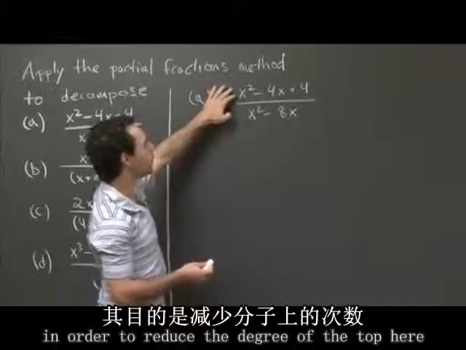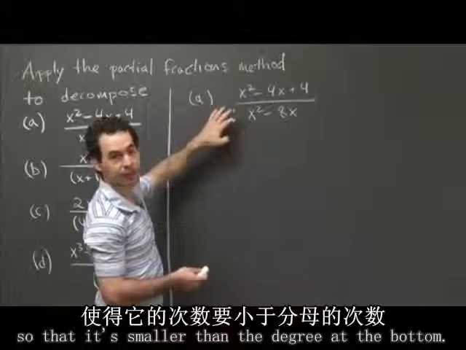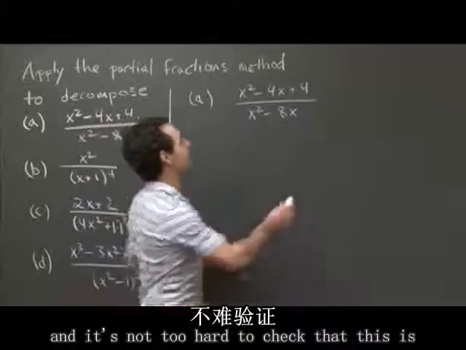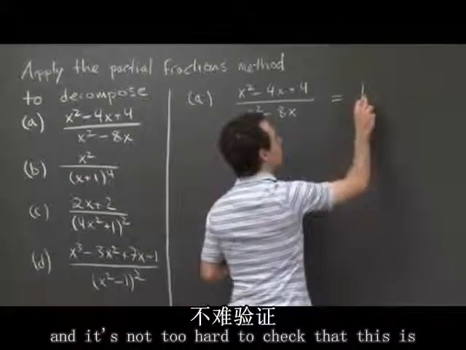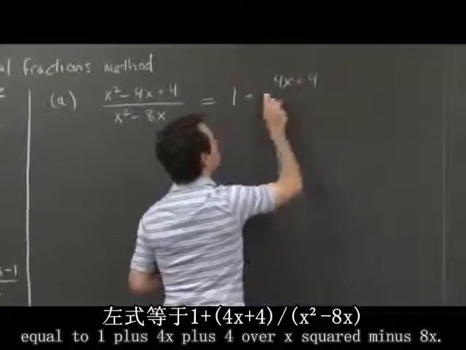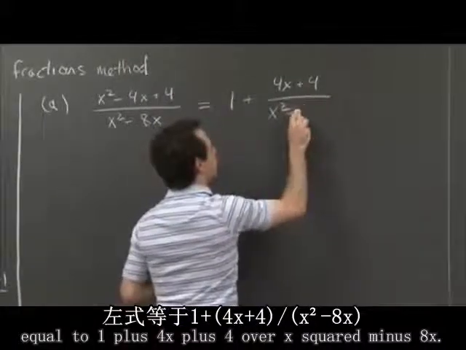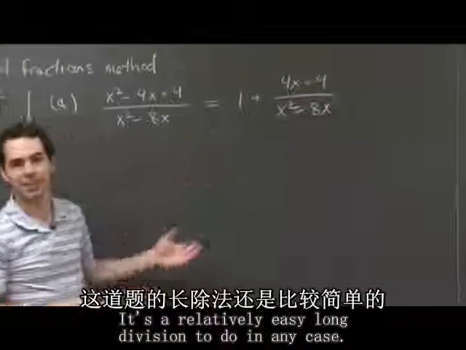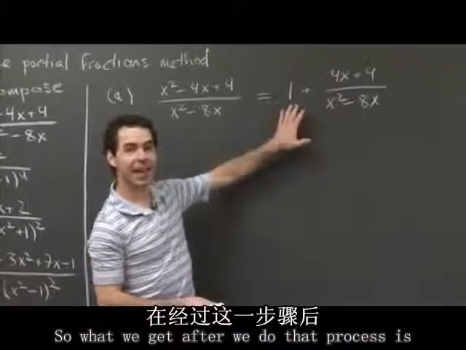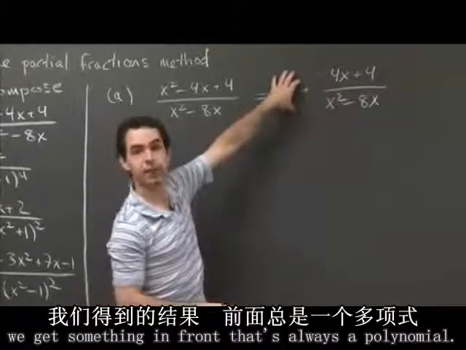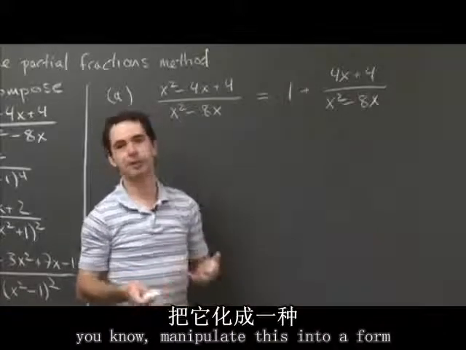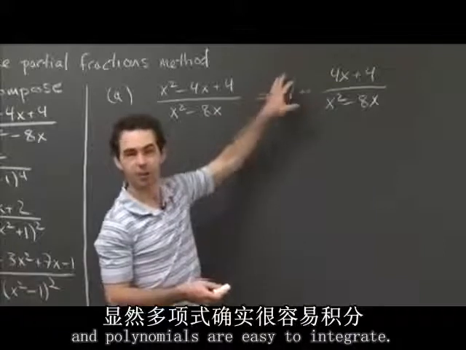in order to reduce the degree of the top so that it's smaller than the degree of the bottom. Now I've done this ahead of time, and it's not too hard to check that this is equal to 1 plus 4x plus 4 over x squared minus 8x. It's a relatively easy long division to do in any case. What we get after that process is something in front that's always a polynomial. And that's good because, remember, our goal is to manipulate this into a form where we can integrate it, and polynomials are easy to integrate.